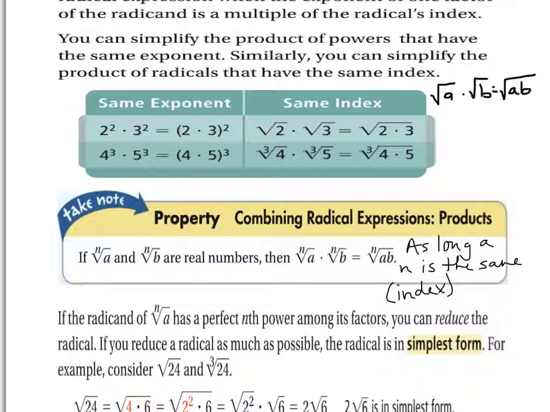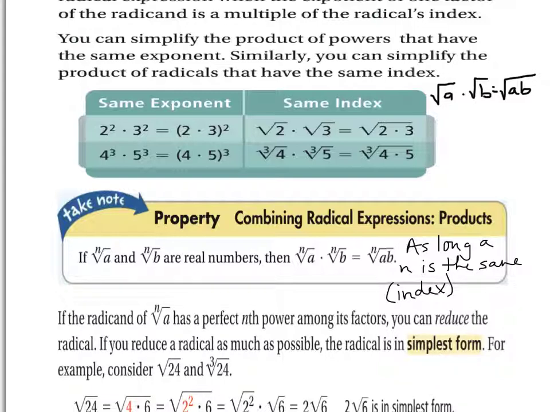If the radicand of the nth root of a has a perfect nth power among its factors, you can reduce the radical. Again, you reduce it by dividing. If you reduce the radical as much as possible, the radical is in what we call simplest form.